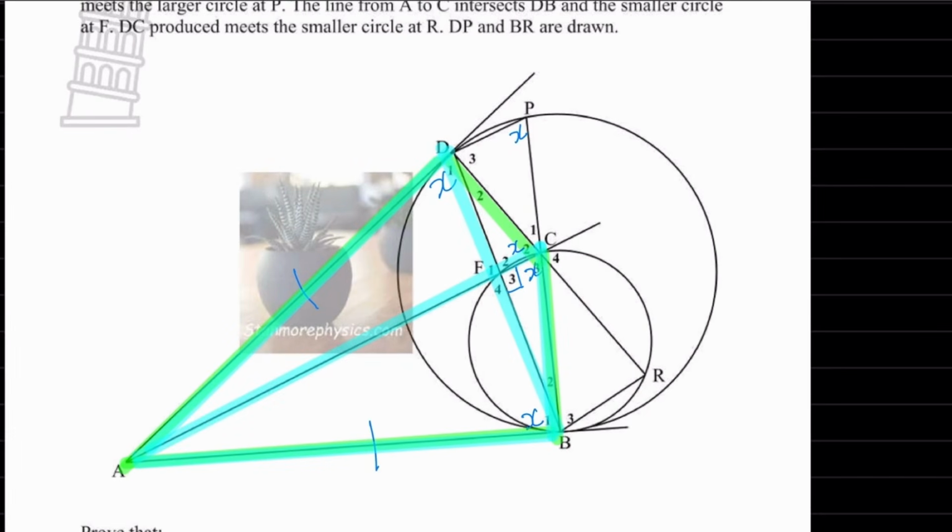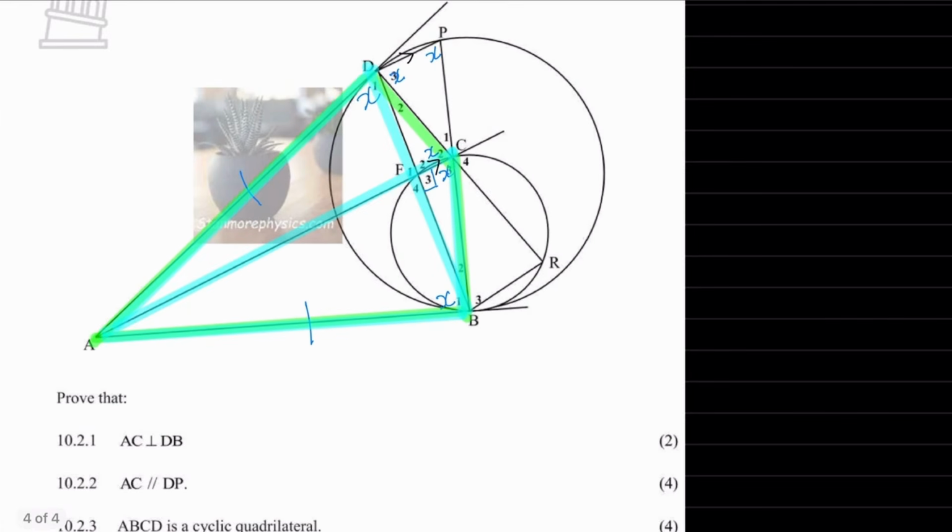And since we've shown earlier that this line is parallel to this line, we can use alternate angles to then show that D3 is going to equal X as well. And now that we've shown that it's equal to X, it means that this triangle right here is isosceles, meaning that CD is equal to CP.